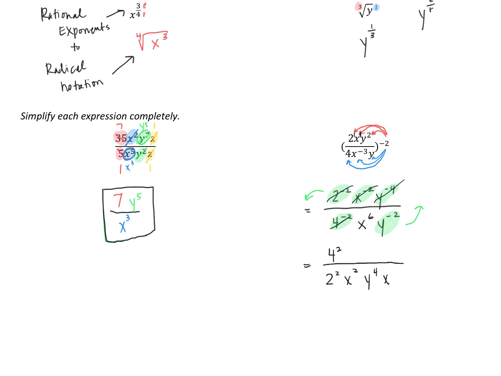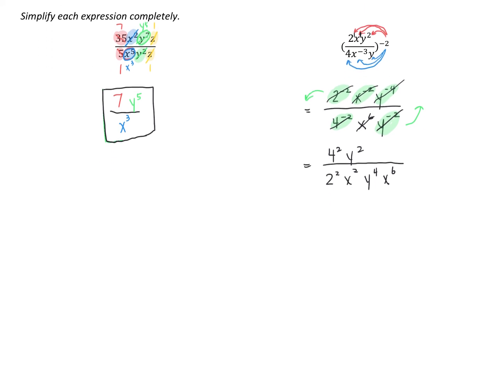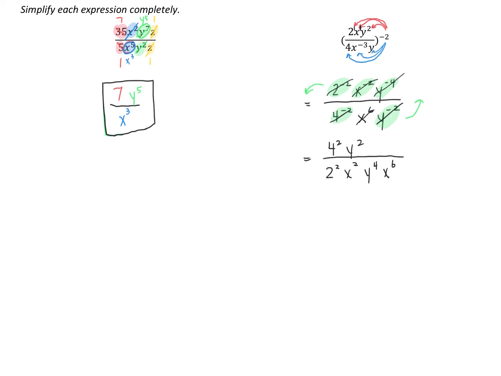x to the sixth, since it was not a problem and it had a positive exponent, it stays on the bottom. And then y to the negative 2 has to move because it had a negative exponent, so it now becomes y squared on top. Okay, once I do that, then my next step is just to combine like bases. So 4 squared, I can do that. That's 16, y squared, over 2 squared is 4.